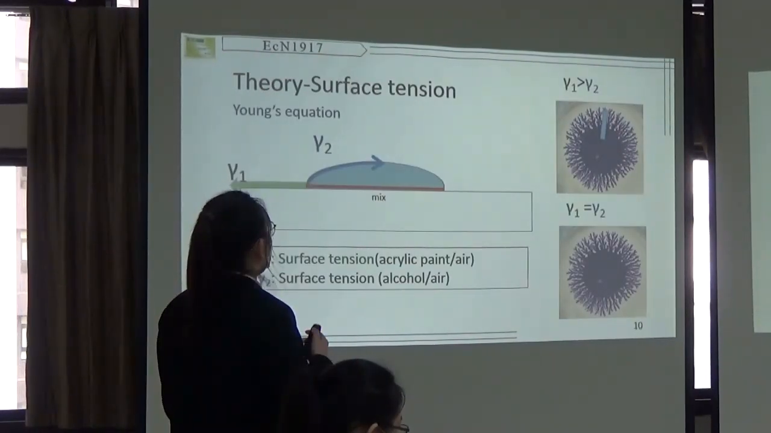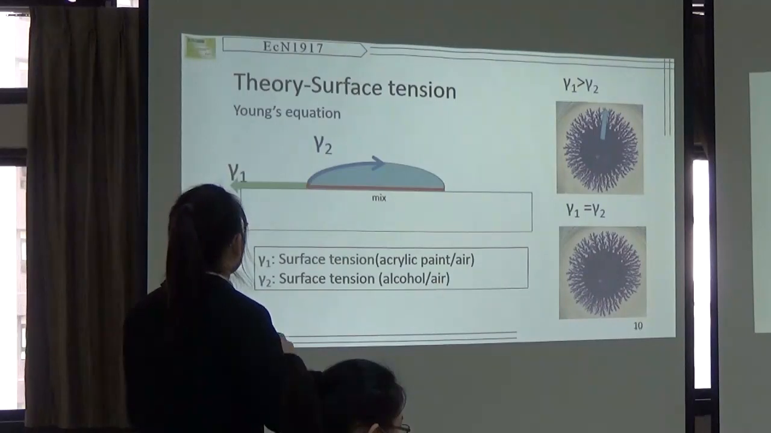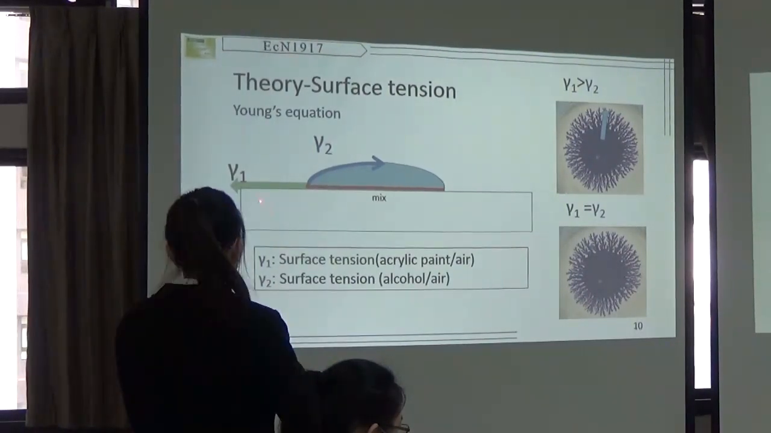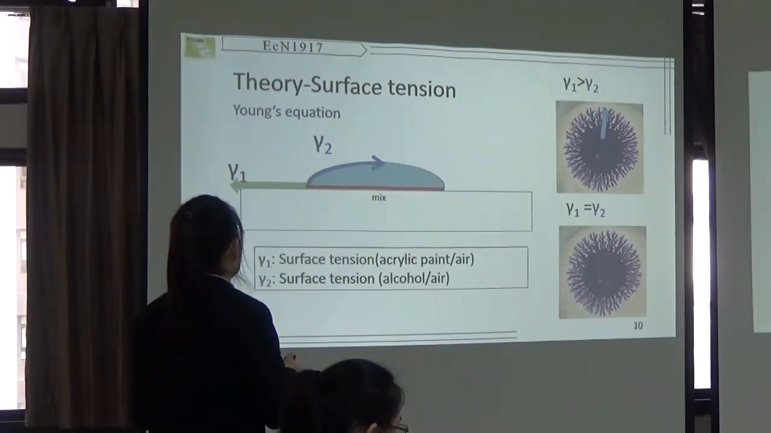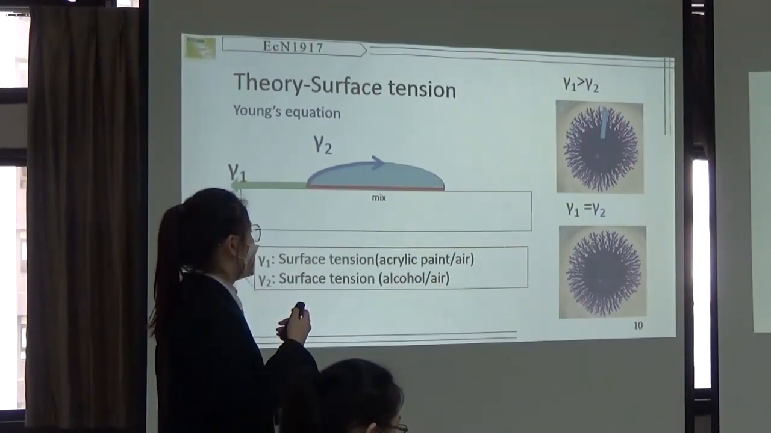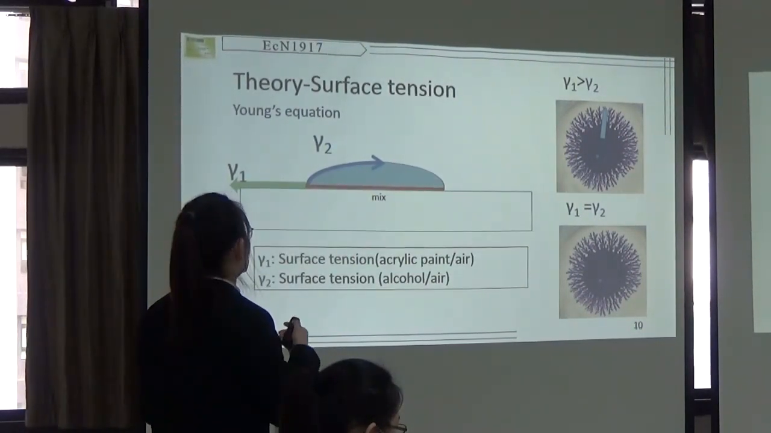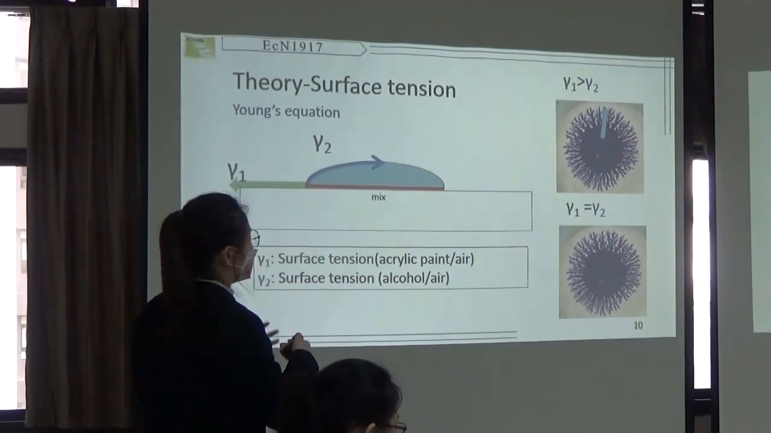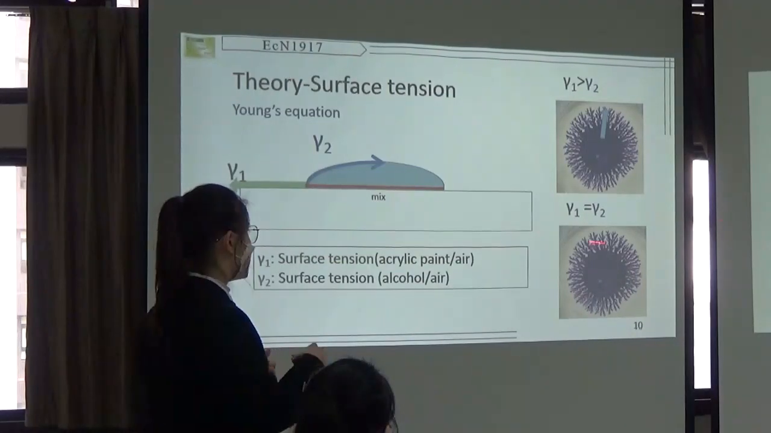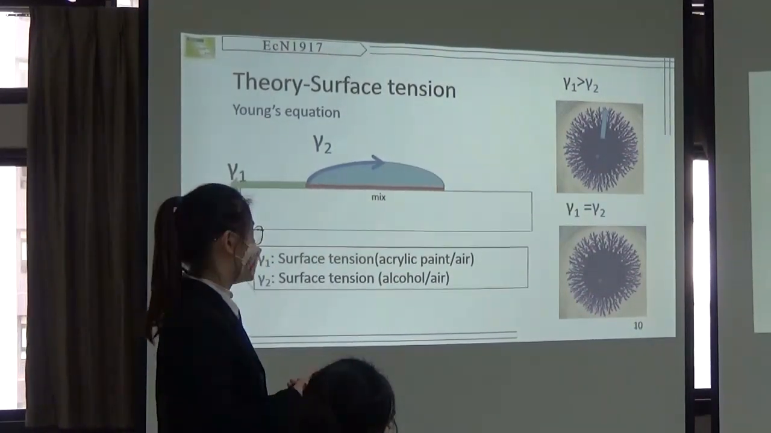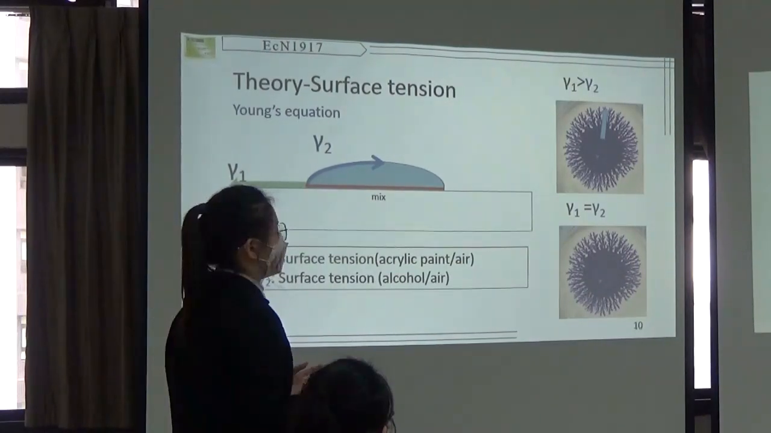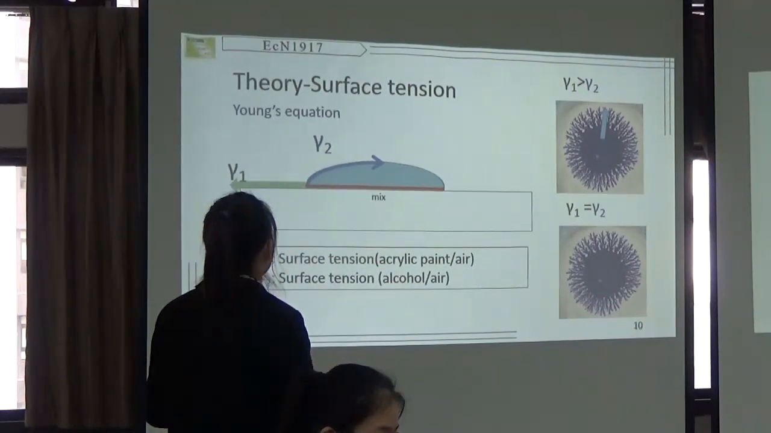And here is the theory of surface tension. We use Young's equation. Gamma 1 is the surface tension between the water pan and the air, and gamma 2 is the surface tension between the air and the alcohol. The part we didn't calculate is because they just mixed together. When gamma 1 is bigger than gamma 2, it will expand, and when gamma 1 equals gamma 2, it will just stop right there.